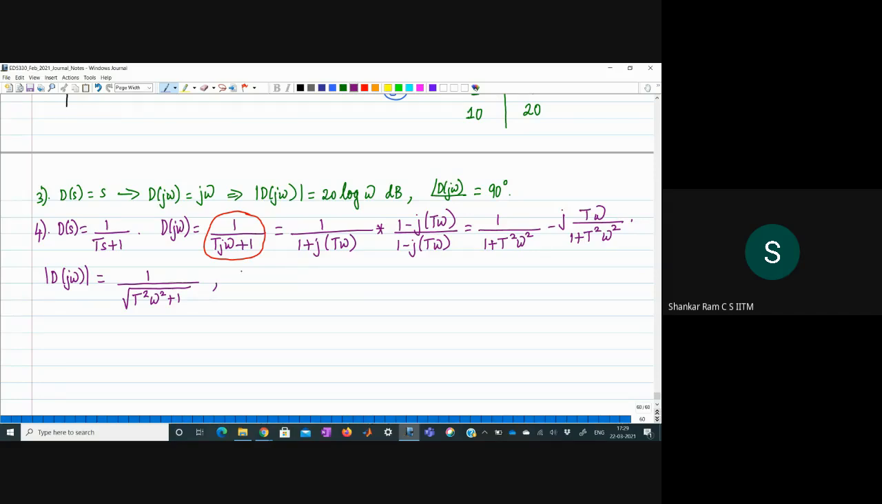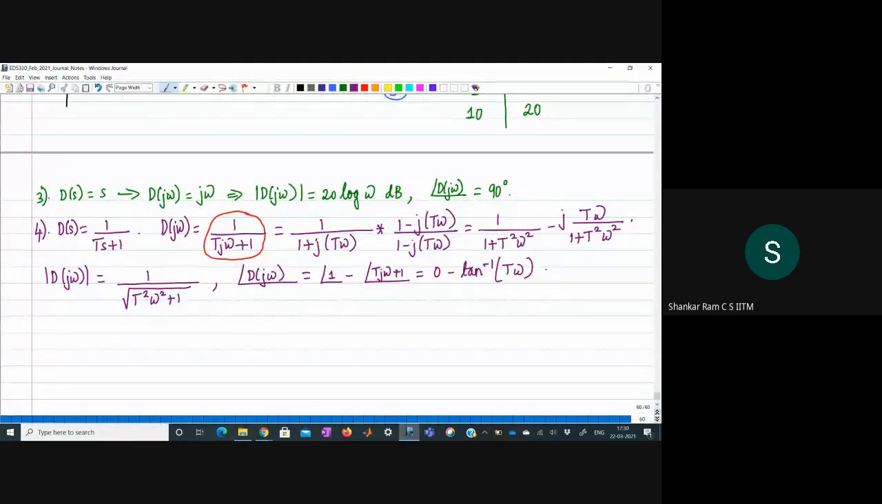Then the phase of D of j omega, once again we can get by finding the phase of 1 and the phase of T j omega plus 1. The phase of 1 is 0. The phase of T j omega plus 1 is going to be tan inverse of imaginary by real part. The imaginary part is T omega, the real part is 1. So we get tan inverse of T omega. So the net result is minus tan inverse of T omega.